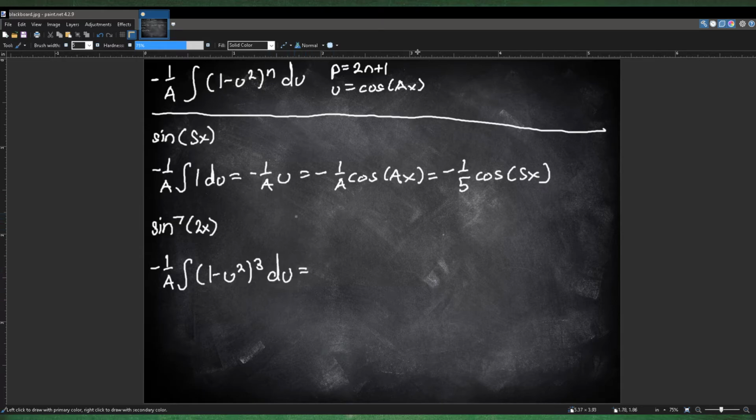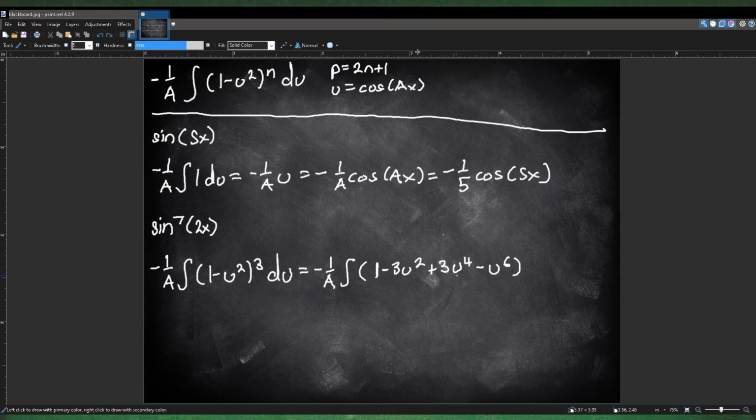Okay, so we have negative 1 over a, and then we could integrate this part. So the integral, but let's expand this out first. So that will become 1 minus 3u squared plus 3u to the power of 4 plus u to the power of 6. I mean, negative u to the power of 6.